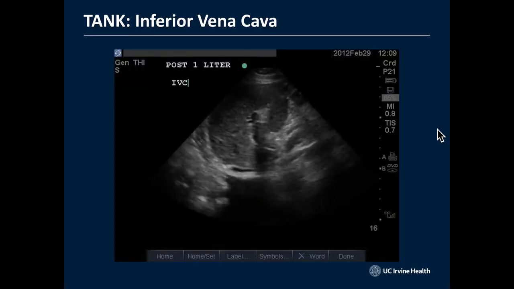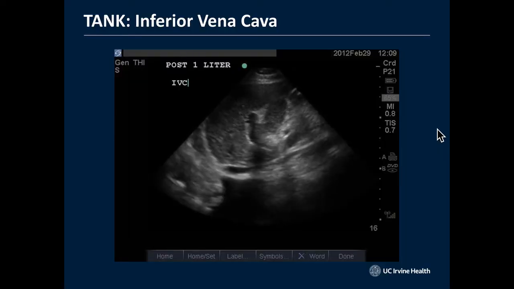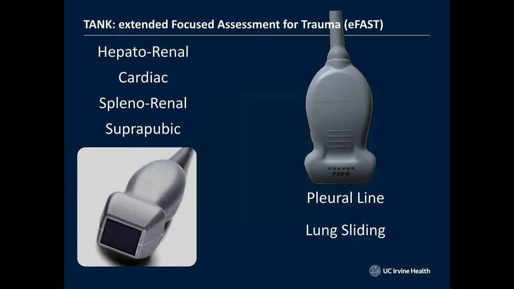The worry is that an older person is more prone to go into congestive heart failure if you get too aggressive with the fluids. That's why we do ultrasound on them, to monitor our fluid resuscitation using the IVC collapsibility. All right.